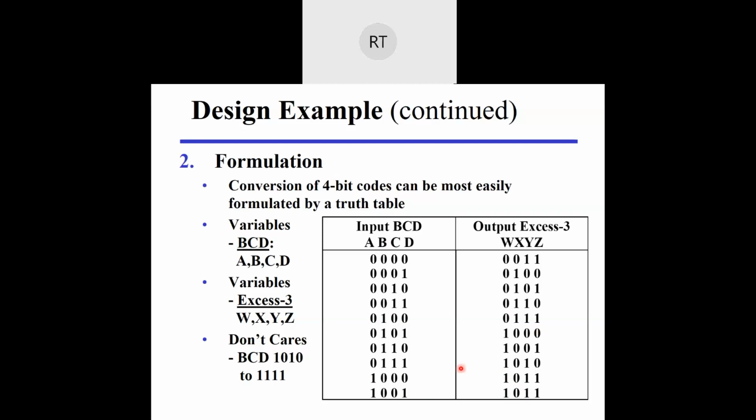How about the rest of the truth table? I have 10, 11 till 15. What do I write here, please? I write don't cares. So they are all don't care. And of course, the output will also be a don't care. Clear?